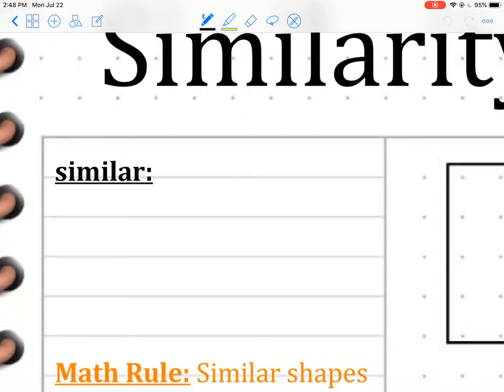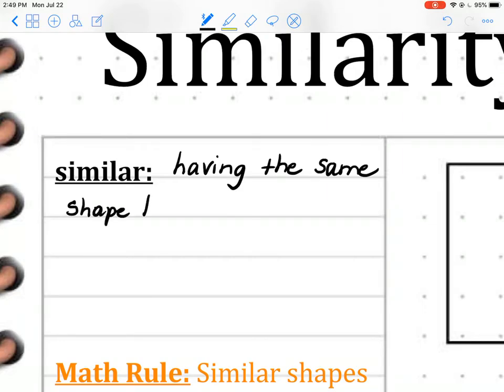Similar means having, in math, similar means having the same shape but different sizes. And there is so much you can do with similar shapes in math. You can find the heights of trees, the distance across lakes, all sorts of cool things with this concept.